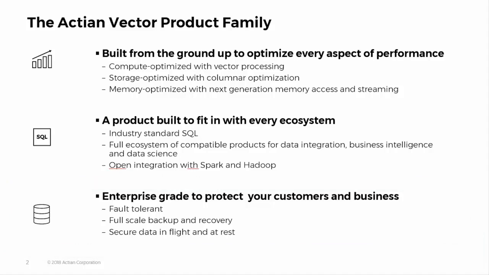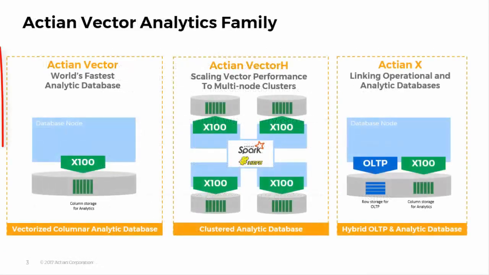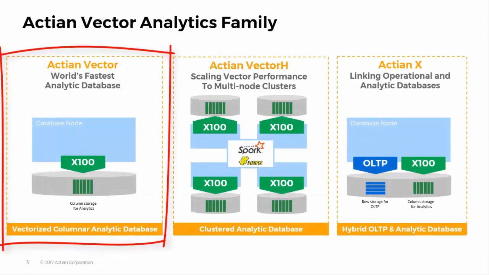So I mentioned that Actian Vector is a family. There are essentially three members to the family. The first is Vector, and Vector is a single node analytics database measured as the fastest in the world. It runs on both Windows and Linux. Typically with Linux, we'll see about a 20% performance advantage over Windows, but we do have customers that run both and some pretty large deployments on Windows too.